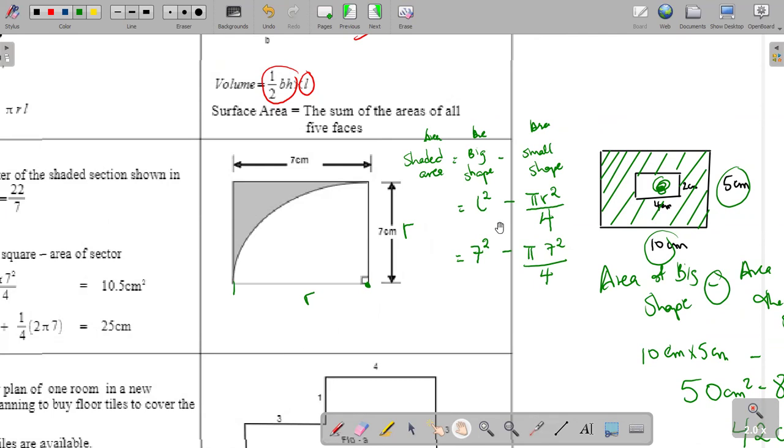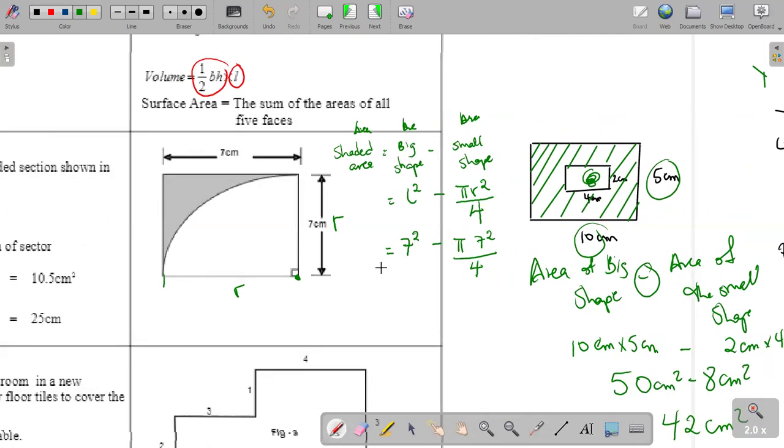Everybody with me? So let's work out this using the regular way, which is using decimal, or let's just use the fraction. 7 times 7 is 49. Minus, they say use pi is, what they say pi is again? 22/7. So yeah, I have 22/7 times 7 square over 4.